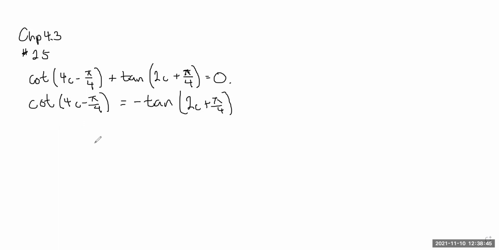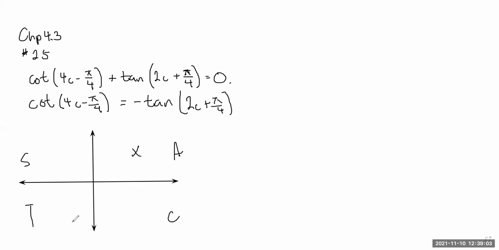So let's get to it. Seeing as how cotangent is equal to a negative value of tangent, going to our CAST identities, if cotangent becomes a negative tangent, it can't be in quadrant 1, and it also can't be in quadrant 3. We're dealing with angles in quadrant 2 or angles in quadrant 4. So case 1, let's pretend we're dealing with quadrant 2.